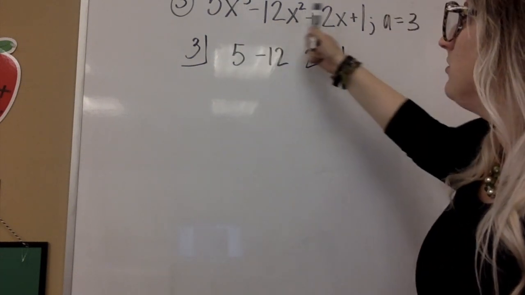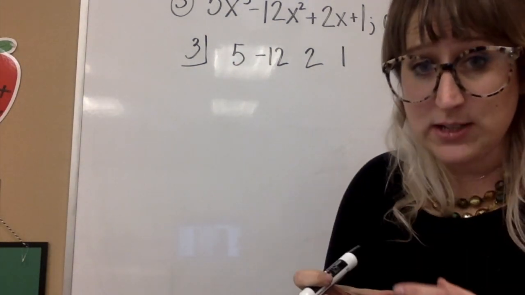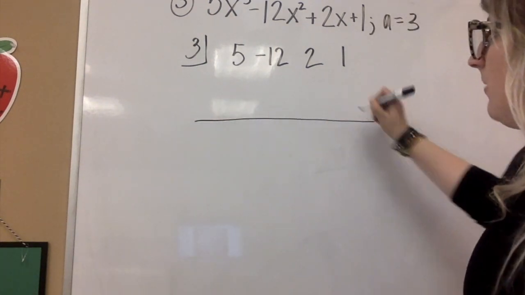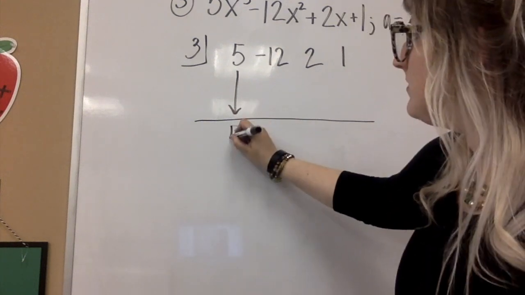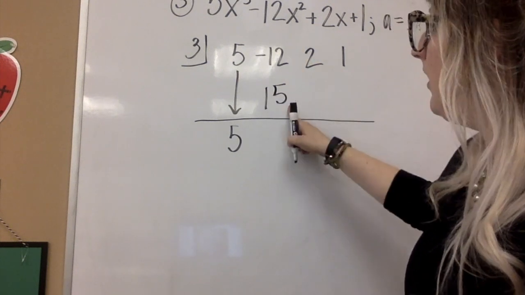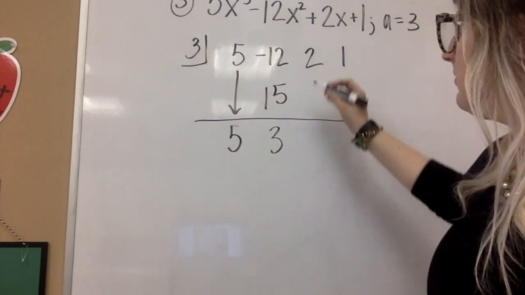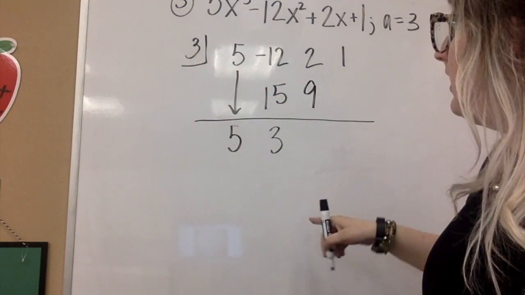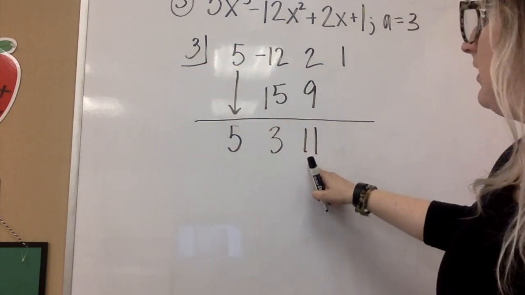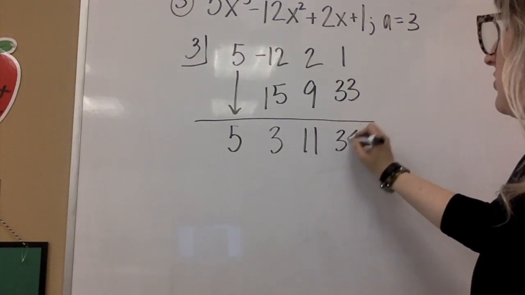Since I have my 3, 2, 1 situation here, that means I don't have to put any placeholders because all of my exponents are there. All right, next, we're going to set this up. Always bring your first term down. So 3 times 5 is 15. -12 plus 15 is 3. 3 times 3 is 9. 9 plus 2 is 11. 3 times 11 is 33. And 1 plus 33 is 34.